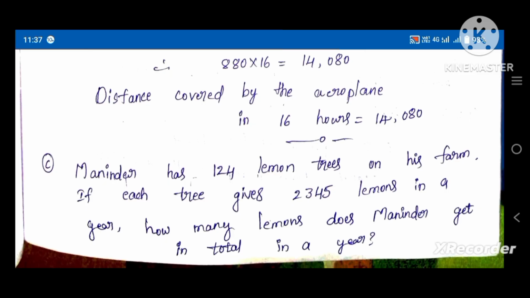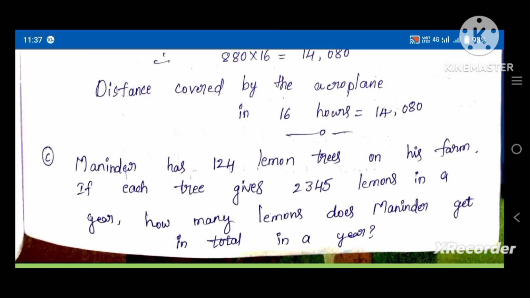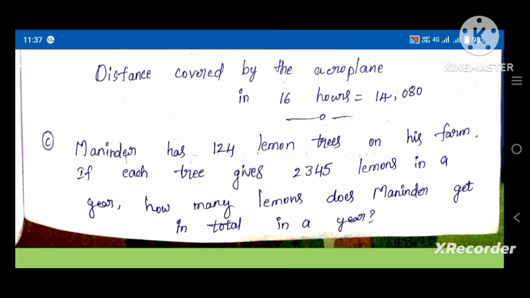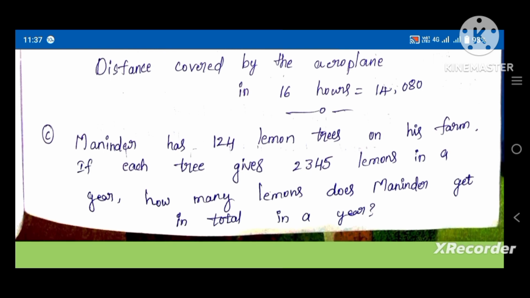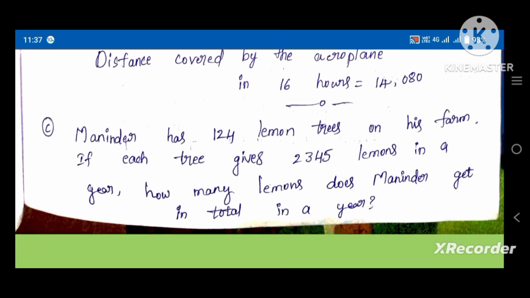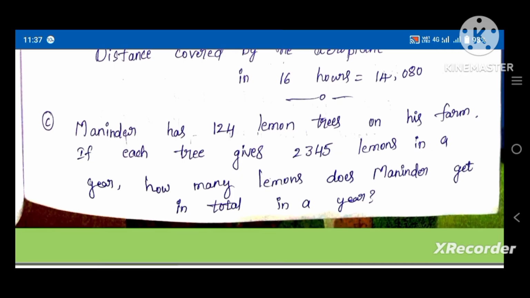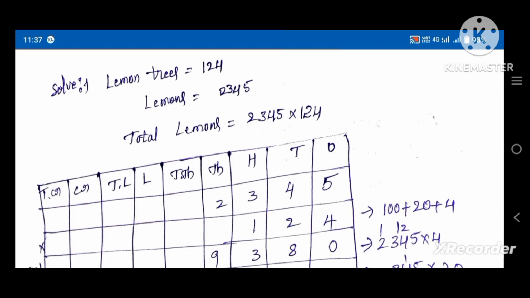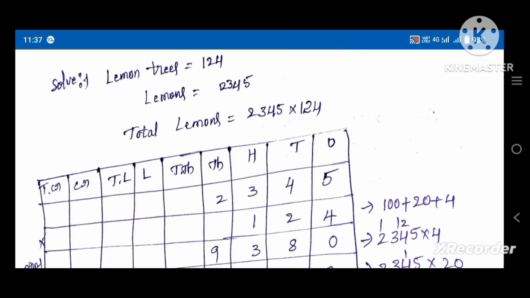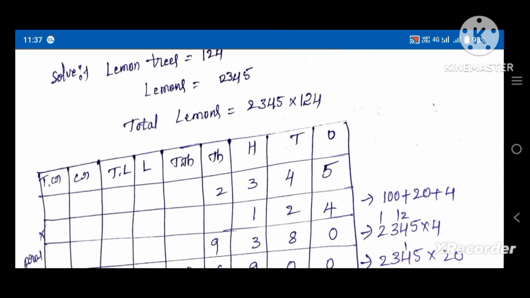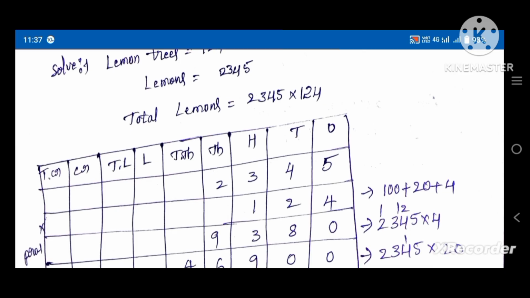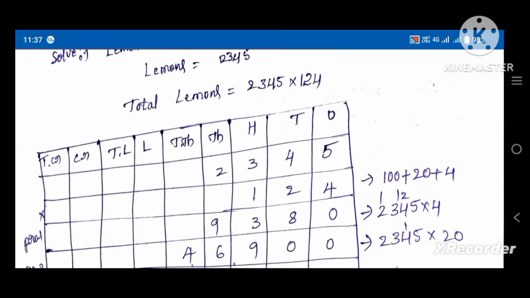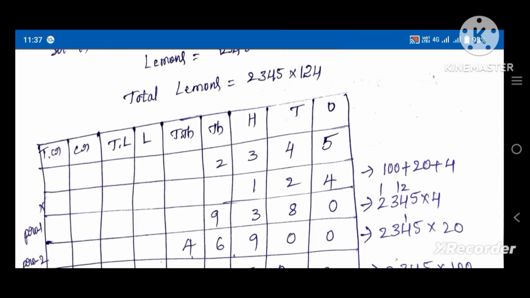C. Maninder has 124 lemon trees on his farm. If each tree gives 2345 lemons in a year, how many lemons does Maninder get in total in a year? Solve. Lemon trees 124, lemons 2345, total lemons 2345 into 124. Ones place 5, tens place 4, hundreds place 3, thousands place 2.